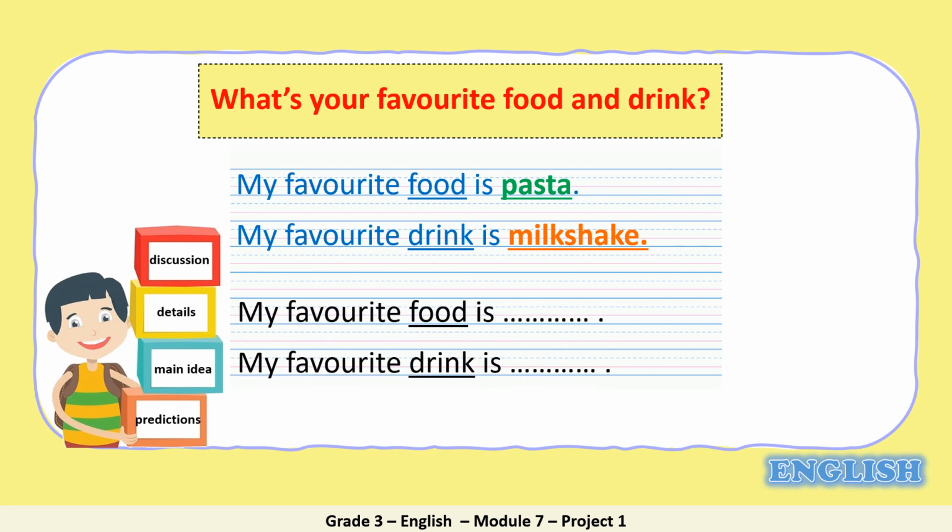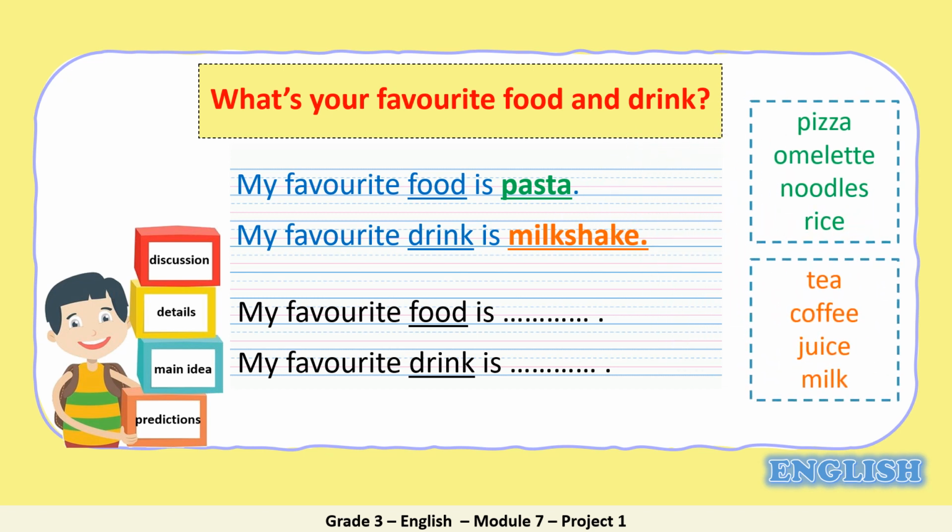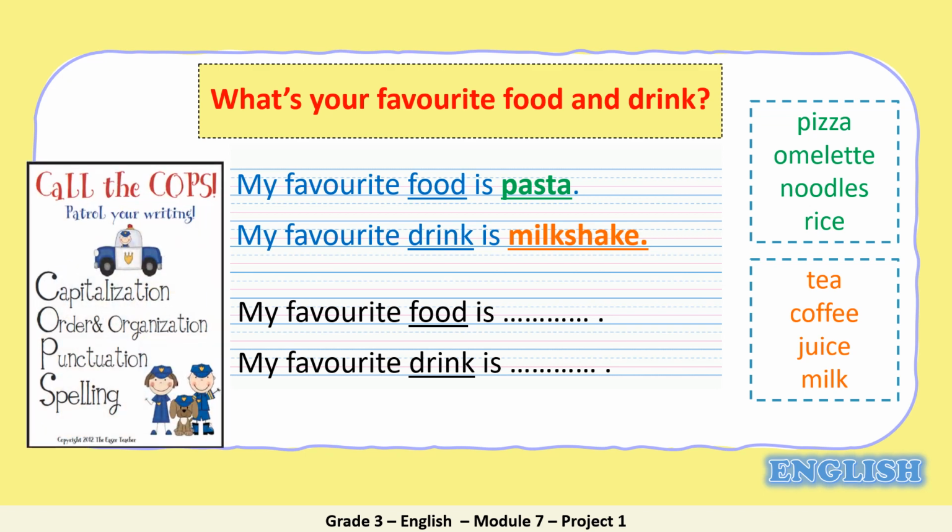Now, you can use my sentences as an example, but don't copy them, please, because we are different people and we like different things. Here are some helping words for you to use. You can always go back to the book or ask someone for help if you want to use wow words. Remember, you can call the cops: use capital letters, check the order of your sentence, use punctuation marks and full stop at the end of each sentence, and don't forget to check your spelling.